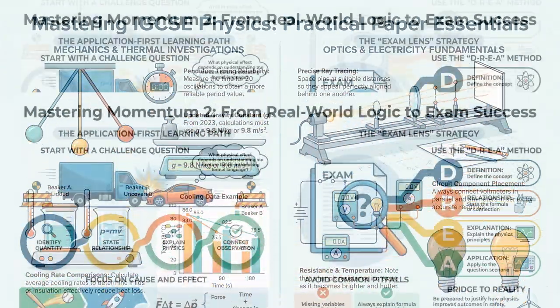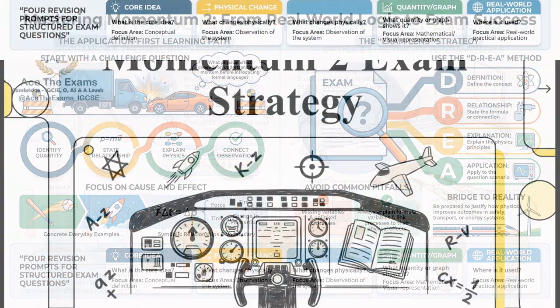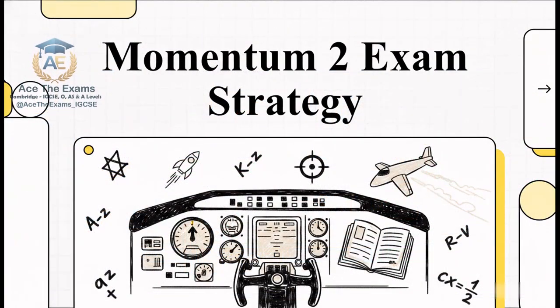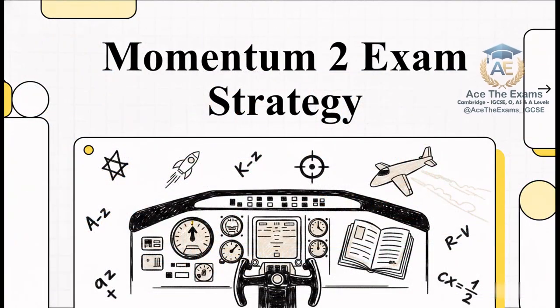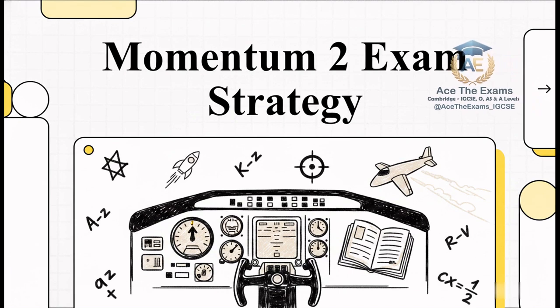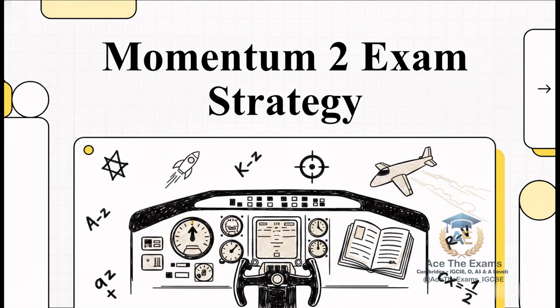Today, we are quite literally jumping into the cockpit for a high-altitude, high-stakes mission. We are tackling what is notoriously one of the absolute toughest, most unforgiving topics in the entire Cambridge IGCSE 0625 physics syllabus. I'm talking about Momentum 2.